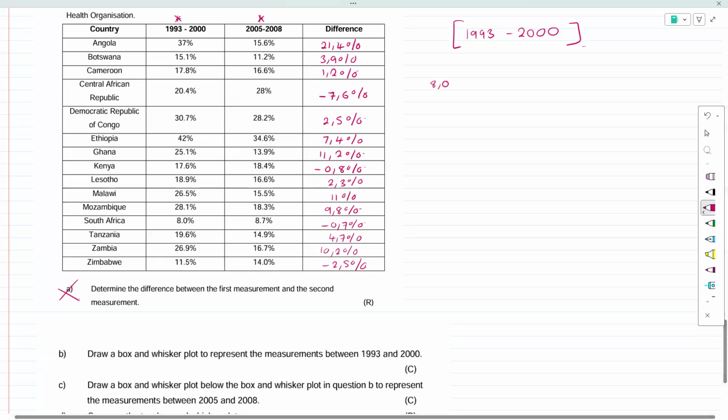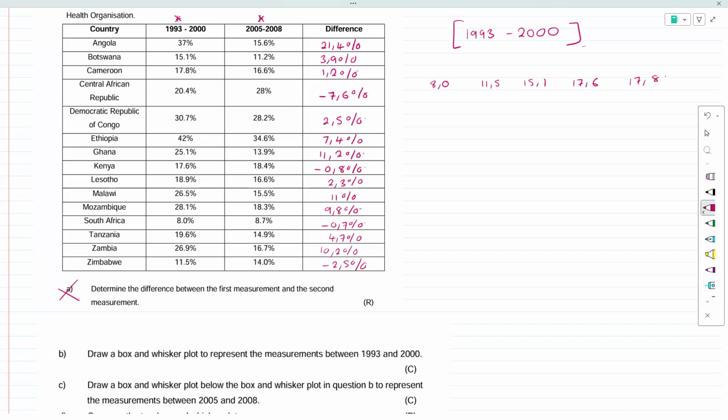That's 8%, 11.5%, 15.1%. This is work that you guys did from grade 2, grade 3, so please don't make mistakes, double check. 18.9%, 19.6%, 20.4%, 25.1%, 26.5%, 26.9%, 28.1%, 30.7%, 37%, and 42%.